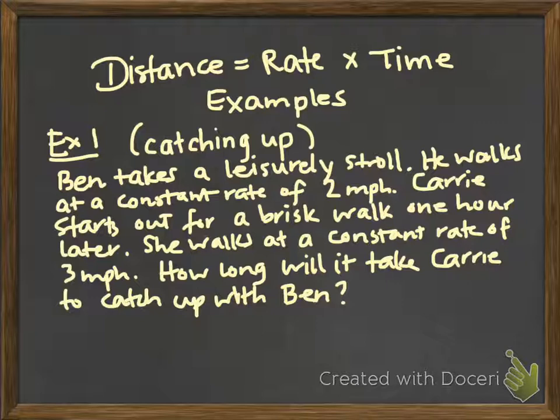So Ben takes a leisurely stroll. He walks at a constant rate of 2 miles per hour. Carrie starts out for a brisk walk 1 hour later. She walks at a constant rate of 3 miles per hour. How long will it take Carrie to catch up with Ben? So we're going to go ahead and make a table.